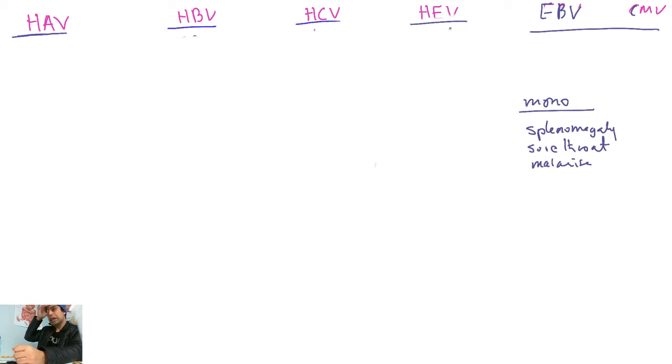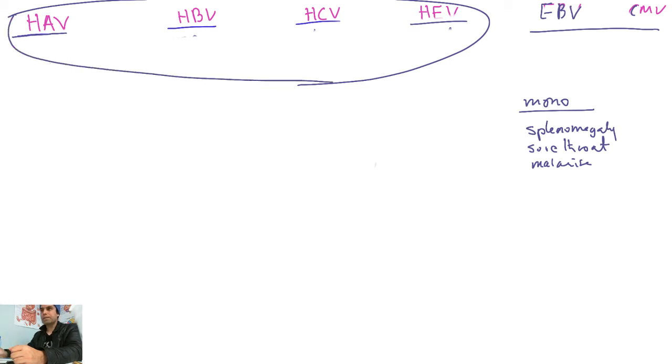Now, Epstein-Barr virus rarely causes hepatitis. I just put it there to tell you that other things can also cause hepatitis. Epstein-Barr virus is extremely rare when it comes to hepatitis. These four are the most important ones when it comes to hepatitis. Okay? Now, cytomegalovirus will cause hepatitis in immunocompromised people, HIV positive, transplant patients.